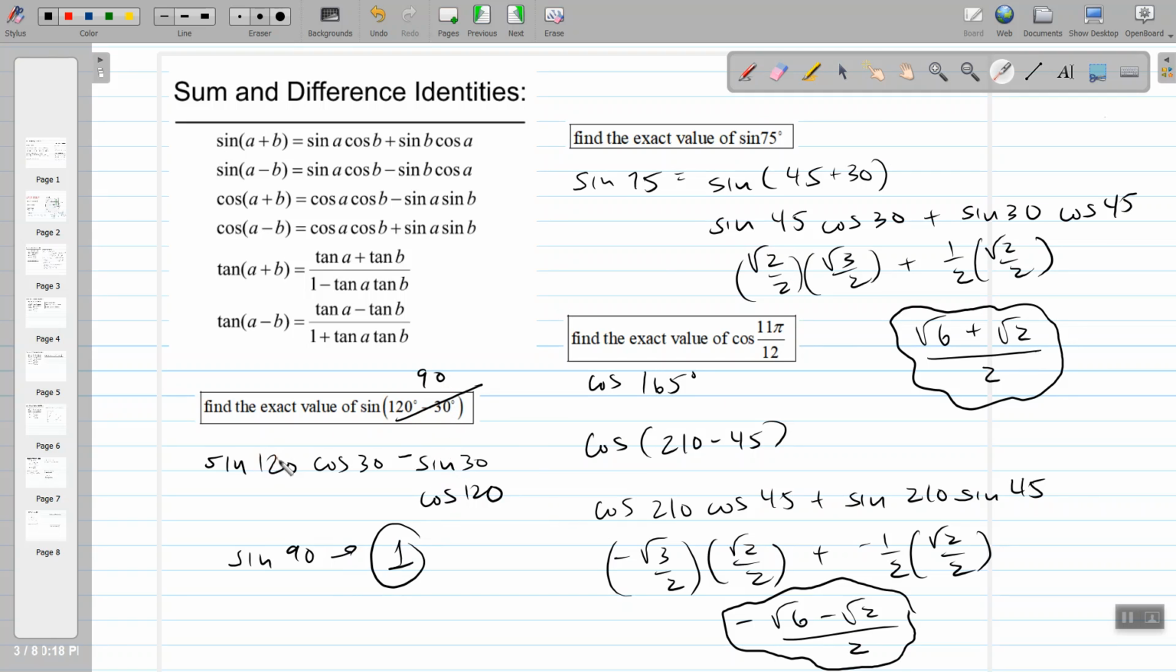Now, if you actually did it this way, you'll see that when you simplify this up, you will also get 1. It's not like if you did it this way, you would get the wrong answer. Okay, if you carried out the calculation here, you would also end up with 1 as well.